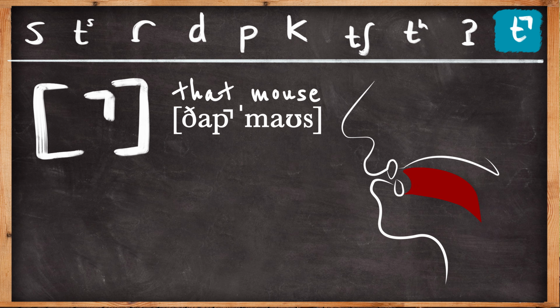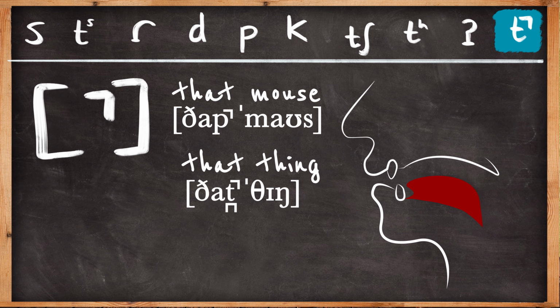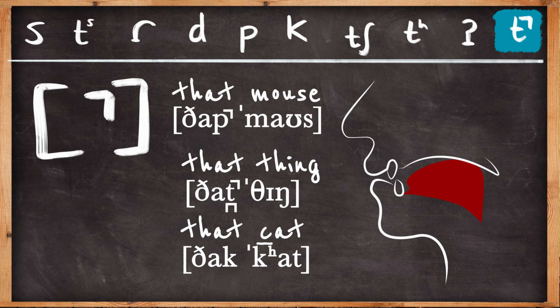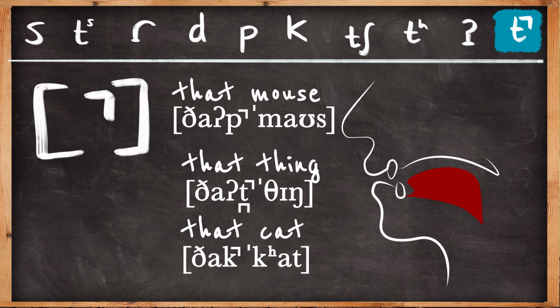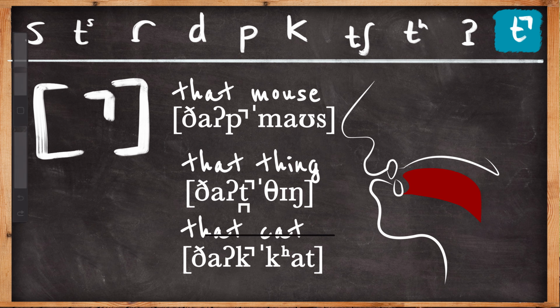That mouse. If the next sound is dental, the T becomes an unreleased dental T. That thing. And if the next sound is velar, the T becomes an unreleased K. That cat. And everyone's favourite sound, the glottal stop, is likely to reinforce the unreleased sound by occurring just before the closure. See if you can spot it. That mouse. That thing. That cat.